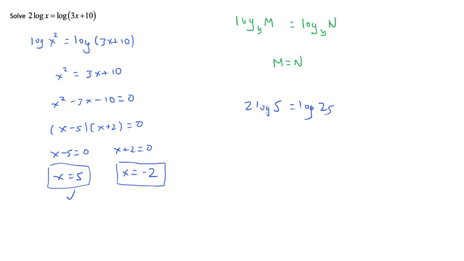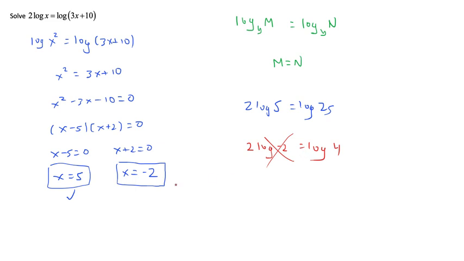But what about the negative 2? Notice what happens when you plug the negative 2 in here. We get 2 times the log of negative 2 equals the log of negative 6 plus 10, which is 4. Well, wait a minute. What is the log of negative 2? It doesn't work out, because the argument must be positive.